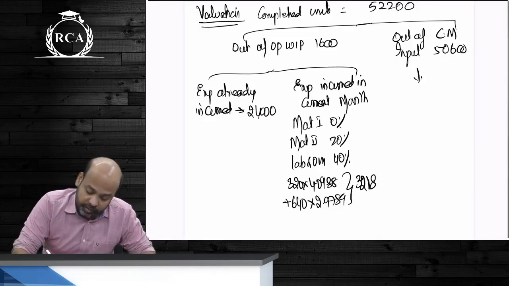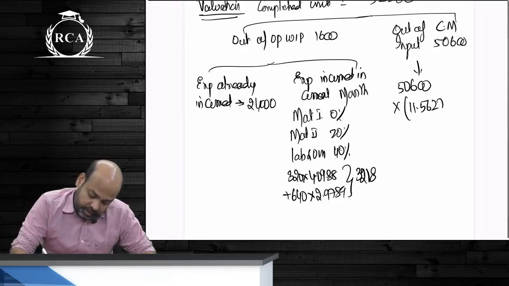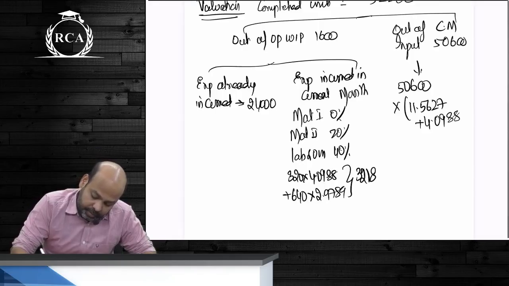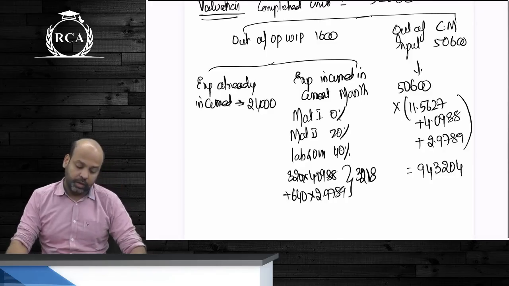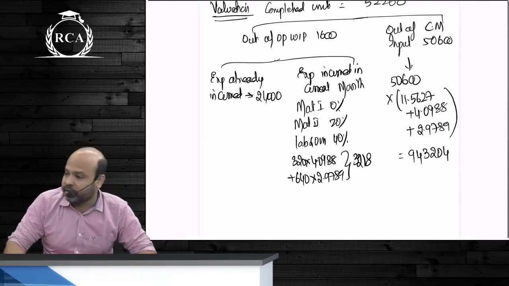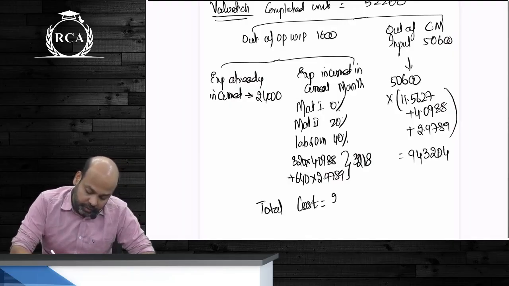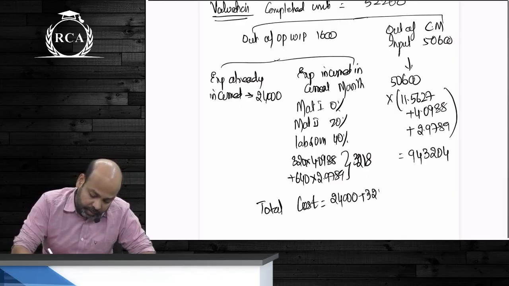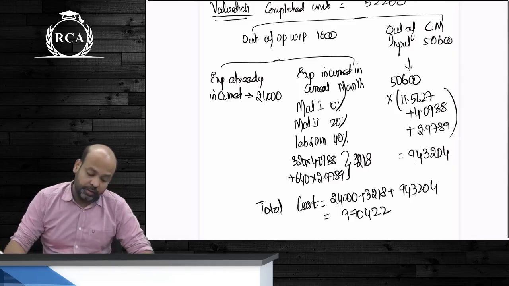Here beta, how much will be the cost beta? 50,600 multiplied by 11.5627 plus 4.0988 plus 2.9789. How much will that be, guys? Now you can add all of them beta and that will become the cost of your completed units. Total cost beta will be equal to 24,000, guys, plus 3,218 plus 9,43,204. This will be the cost of completed units: 9,70,422.